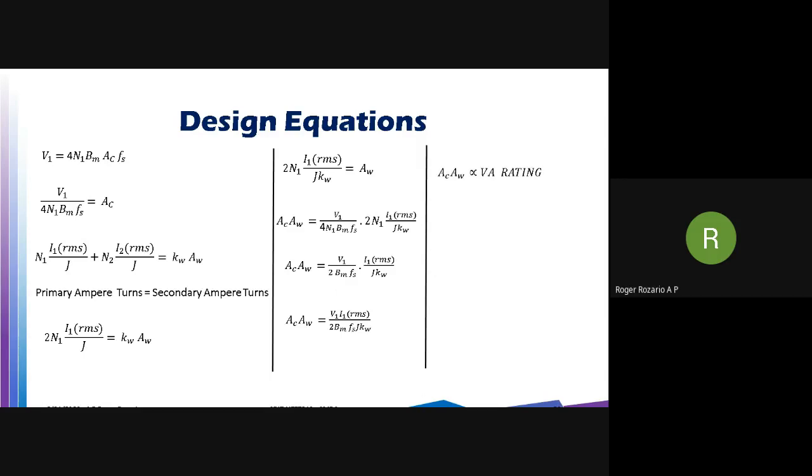In this equation, AC and AW are related to the VA rating. V1 into I1 RMS is the VA rating, inversely proportional to maximum flux density, inversely proportional to switching frequency, and inversely proportional to the current density and also the window space factor. So once you know all these parameters, you can calculate the amount of energy that is transferred by the transformer from the primary to the secondary, and you can choose an appropriate size of the core for transfer of energy.